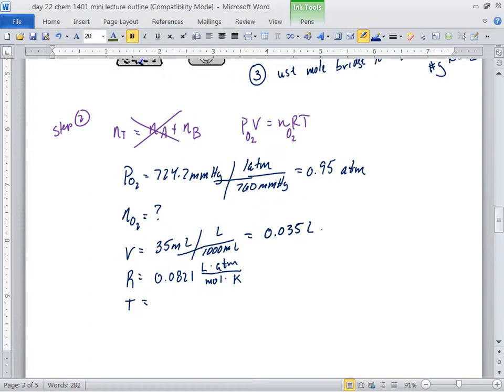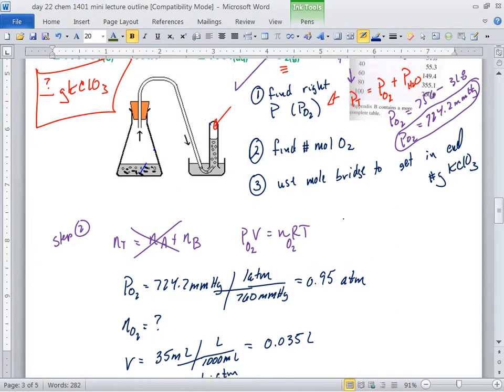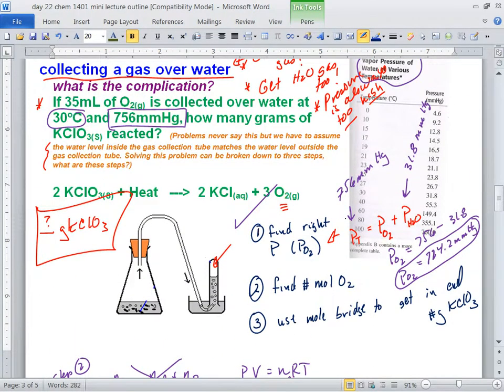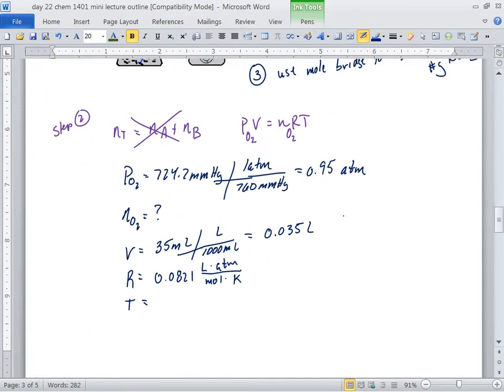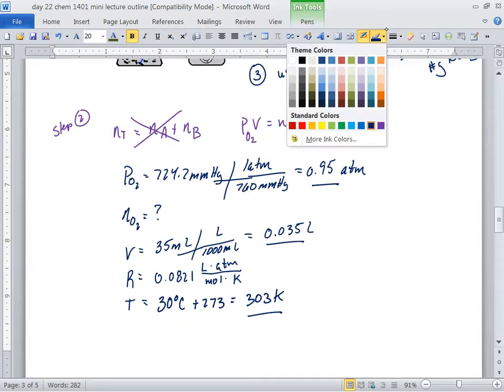The temperature. How about that temperature? What T should we use? What did they give us? Yeah, they gave us 30 degrees Celsius. Wrong units though, so we have to add what to it? Add 273. So 303 Kelvin. Finally, we've got everything we need. Plug it all in.